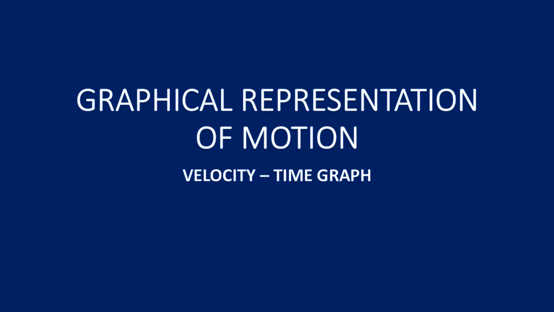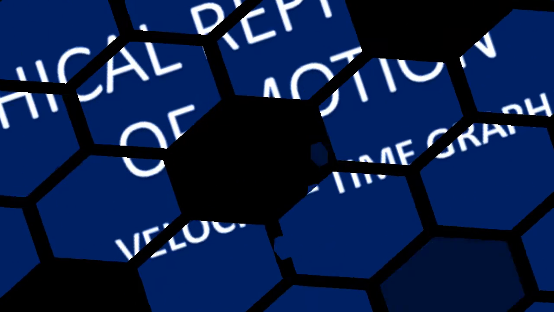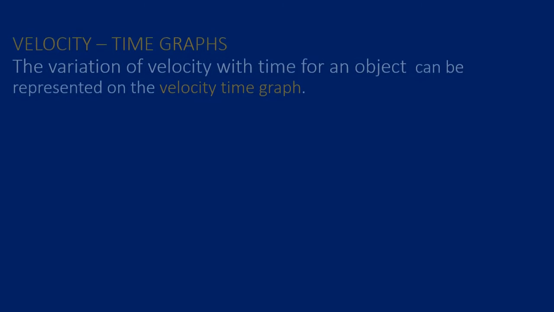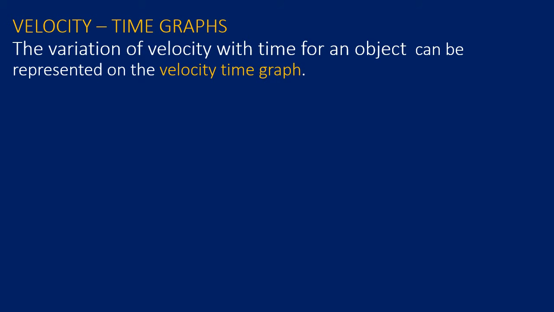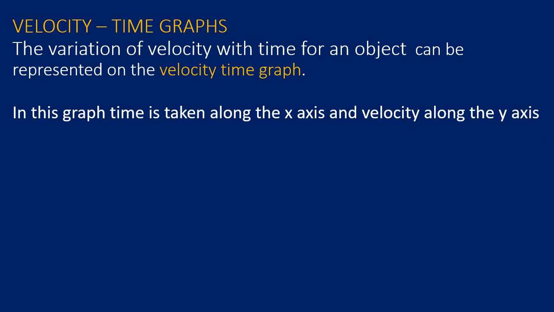So, children, let us continue the graphical representation of motion. Today, in this module, we'll discuss velocity time graphs. The variation in velocity with time for an object moving in a straight line can be represented by velocity time graph. So in this graph, time is taken along the x-axis and velocity along the y-axis.